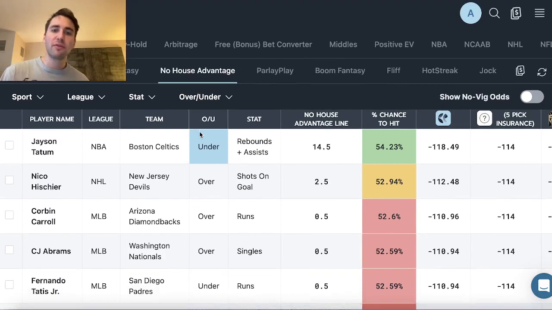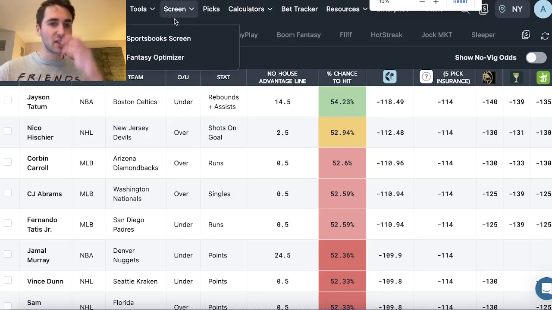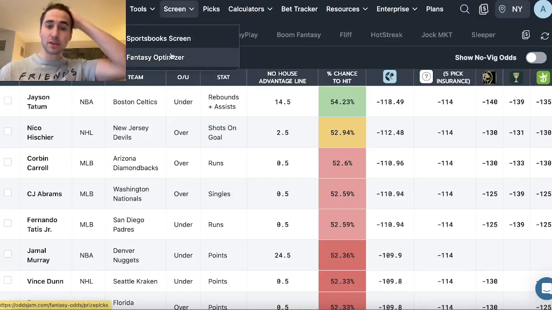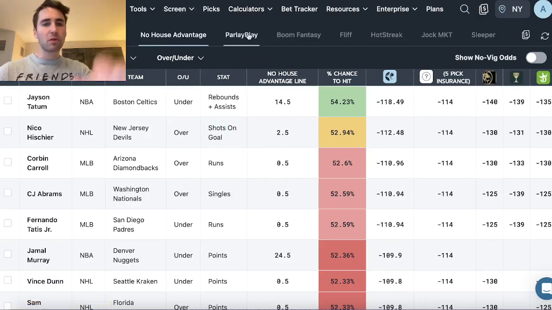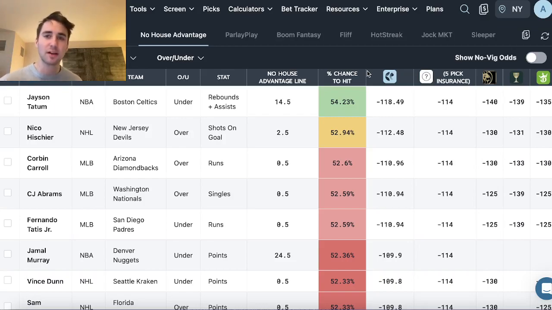So a tool I use to find value on No House Advantage as well is called the Fantasy Optimizer. It works for Underdog, Prize Picks, Parlay Play. Again, I recommend signing up for as many of these platforms as possible. I just showed you 3 really good bets: Brogdon under 15, Marner under 3.5, Nylander under 4, that were only available on No House Advantage, right? Prize Picks wasn't slipping up. No House Advantage was slipping up.